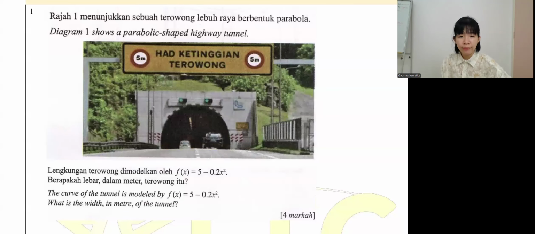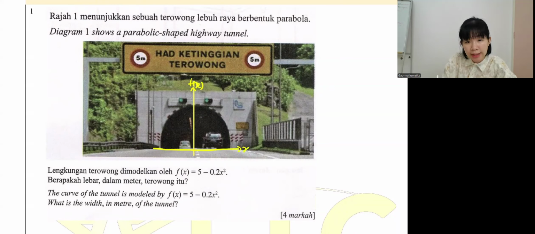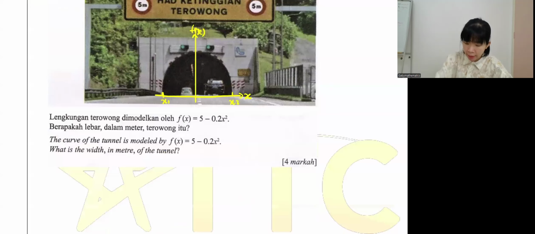To find the width, since they say they use f(x), we can model this by drawing the y-axis exactly in the middle. We draw together. So this is our f(x), then the x-axis here. If we want to know the width of the tunnel, as long as we can find x1 and x2, then we will know the width. Now, 4 marks. The question gives f(x) equal 5 minus 0.2 x squared. We can use the calculator to find x1, x2, remember?